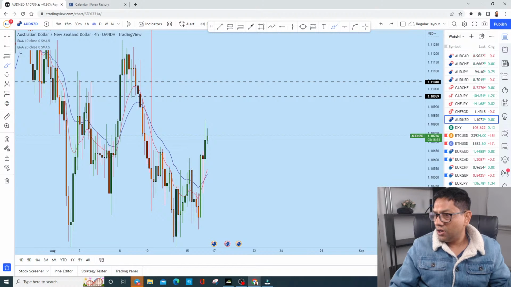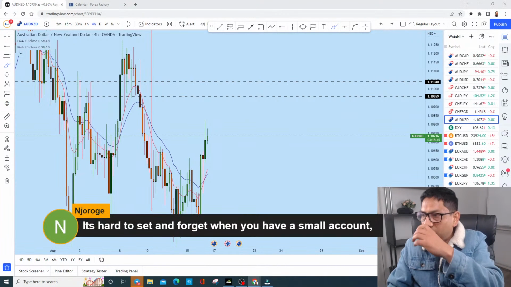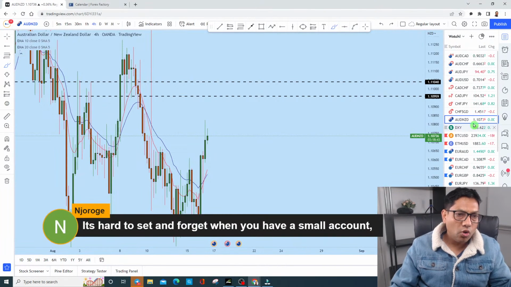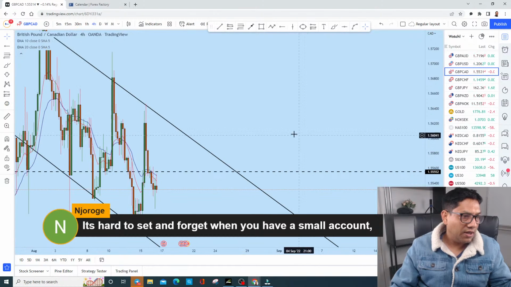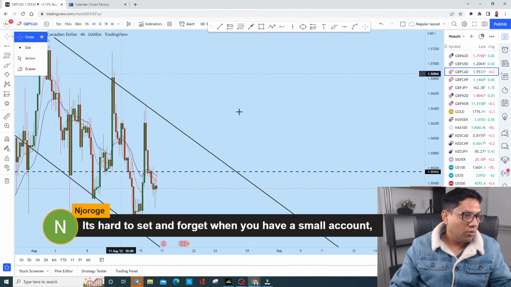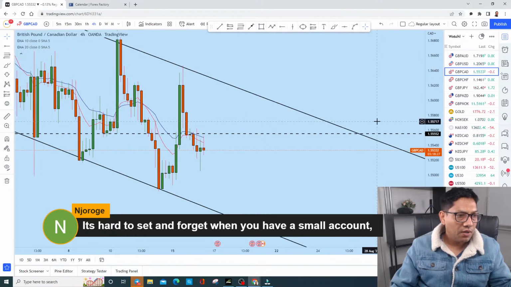Nijorji, it's hard to set and forget when you have a small account. I don't think, Nijorji, that it's hard. Even if you have a smaller account, if you just manage the risk properly, you should be able to do that. It depends. I think that's the best way one can learn, and one can be consistent in trading.